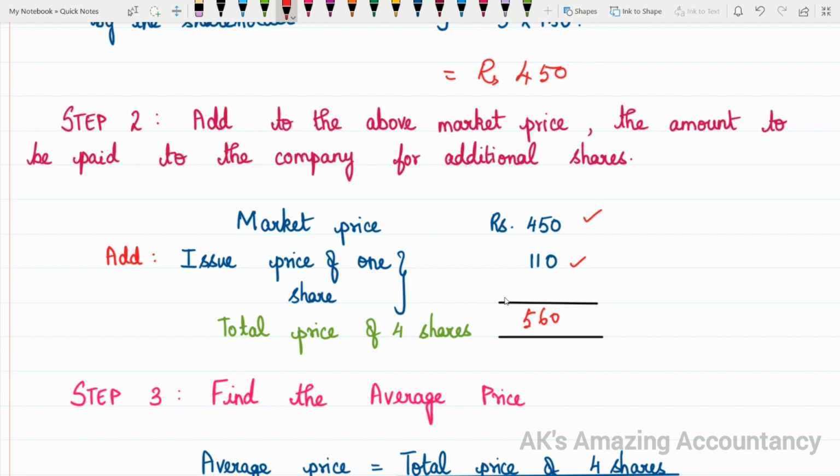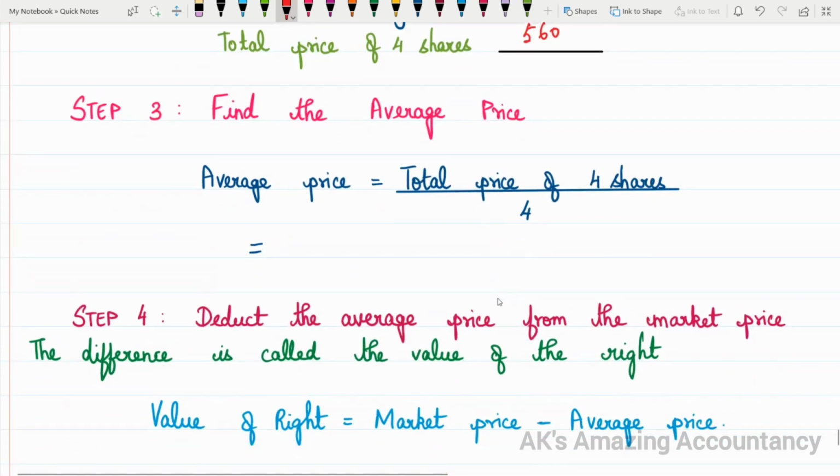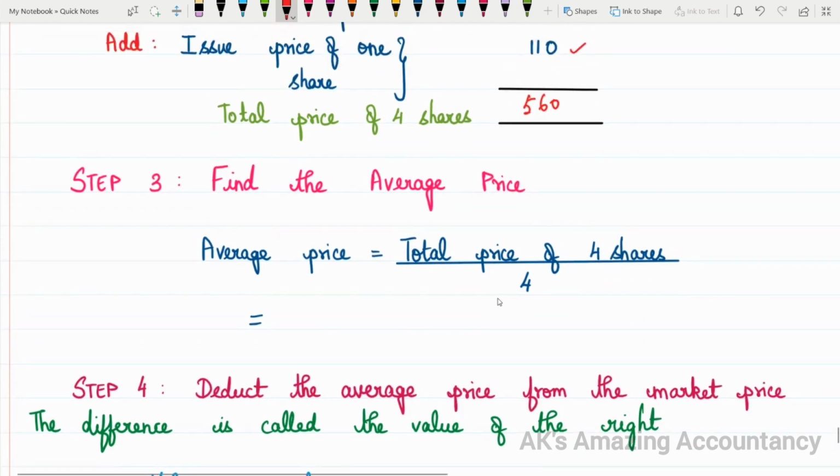Okay. Now let us proceed with step 3. What is step 3? Find the average price. How will you find the average price? Average price is equal to total price of 4 shares divided by 4. So what is the total price of 4 shares which we have found out? The total price of 4 shares comes to 560. So rupees 560 divided by 4 will give us the average price. So how much will be the average price? The average price will be equal to rupees 140.